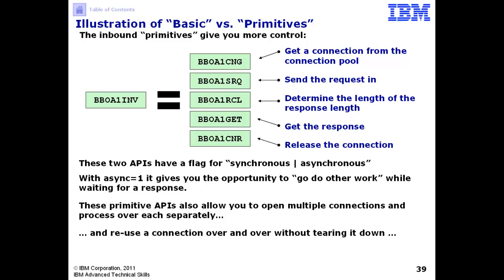In addition, there's no reason to return a connection to the pool if you know you're going to be using it again right away. So it's possible with the primitive APIs to reuse the connection over and over again. The benefit is a fraction better performance, and when striving for very high throughput, every little bit helps. The BBOA1INV API gets and releases with each invocation. And finally, the primitive APIs are useful when you can't be certain of the maximum response length ahead of time.